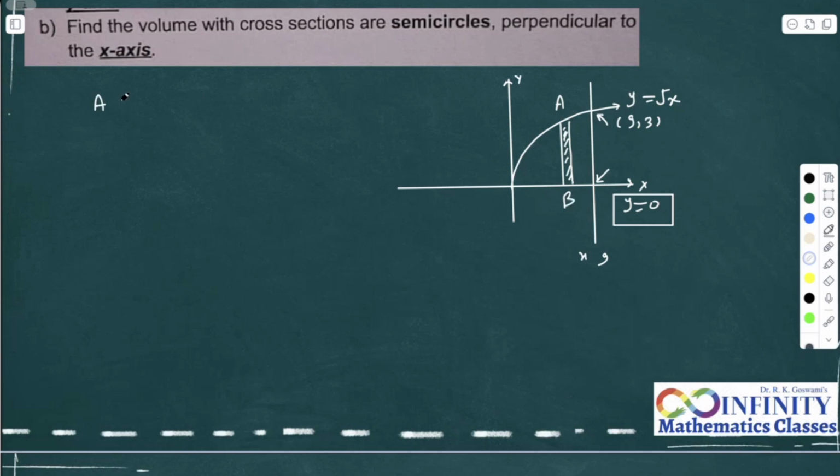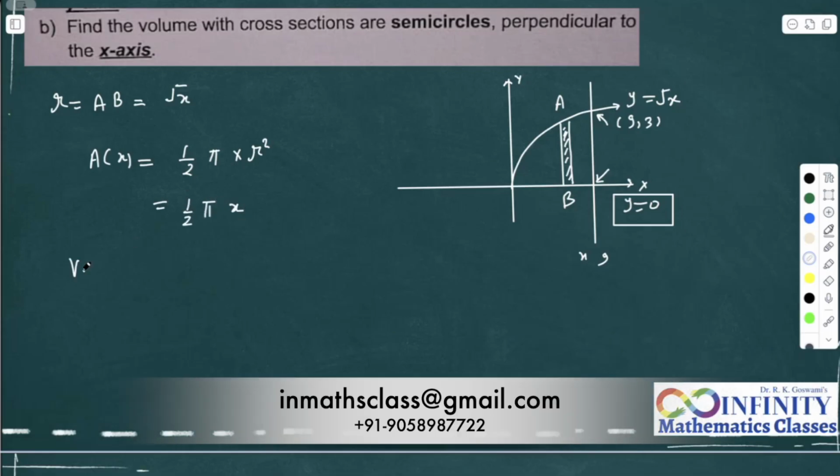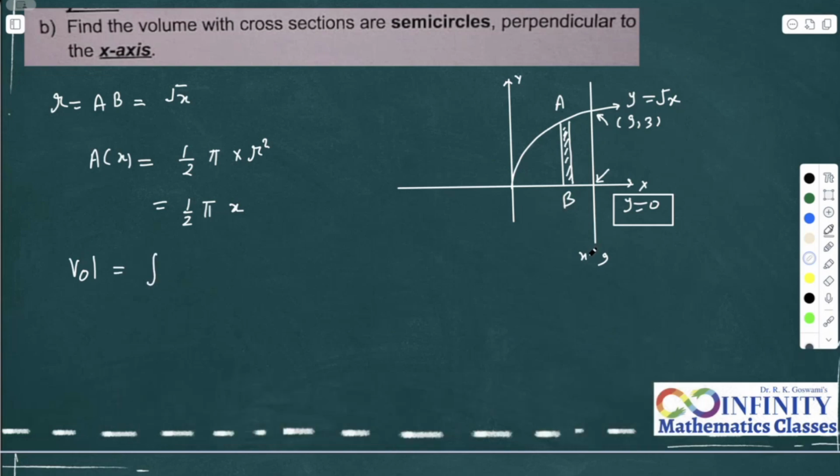To help me, what is going to be AB? The cross section, yes, it's going to be square root x. Perfectly okay. What is the area of the semicircle? It is 1 by 2 pi r square, and this AB is your r. So it should be 1 by 2 pi times x only? And next you need the volume. The range of x is starting from 0 to 9. 0 to 9 dx there.